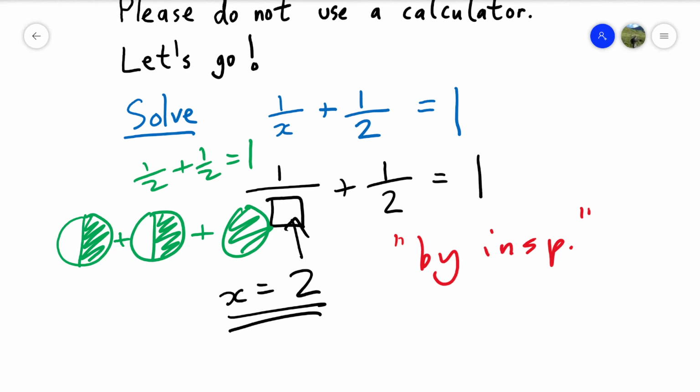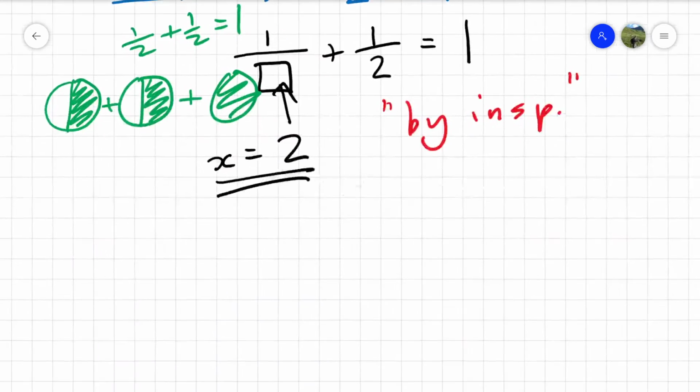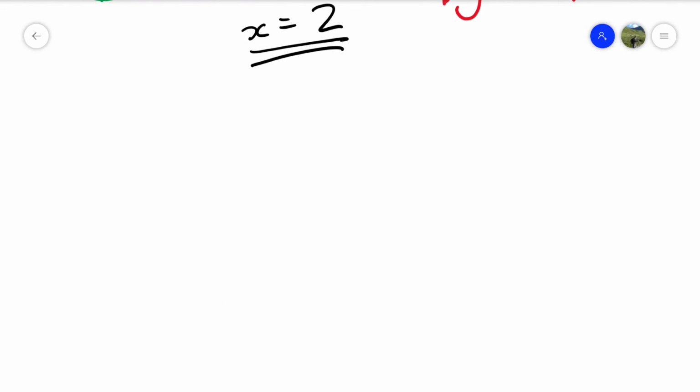Because you might have heard things, for example, oh, all equations are solved by doing the same to both sides. Well, you know, that's kind of true. It's not wrong, but sometimes you can just use by inspection to solve something because it's just obvious, and you're not guessing. Okay. Next question.